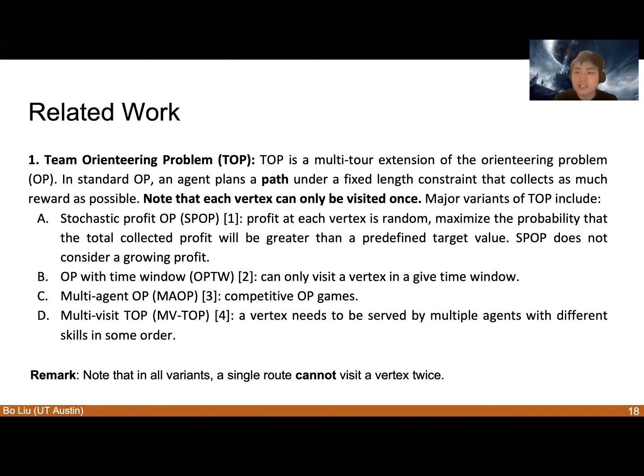But we want to emphasize again that in all of these variants, a single route cannot visit a vertex twice, which is actually not very practical, because sometimes we want a single vehicle to visit a place twice just to reach somewhere else faster, as I mentioned before.